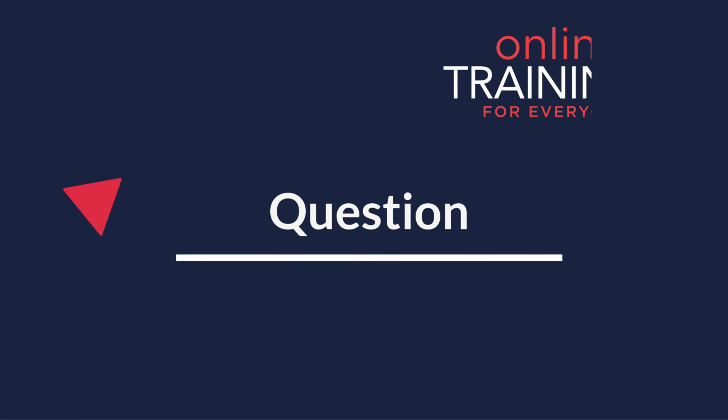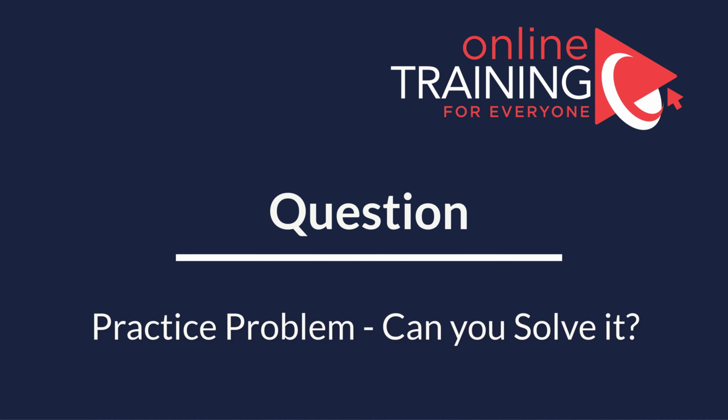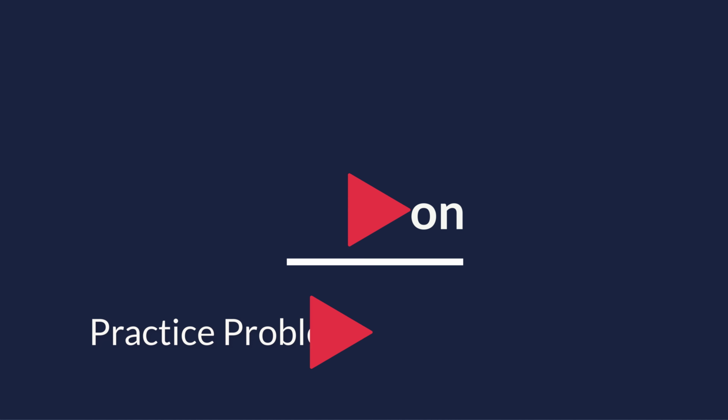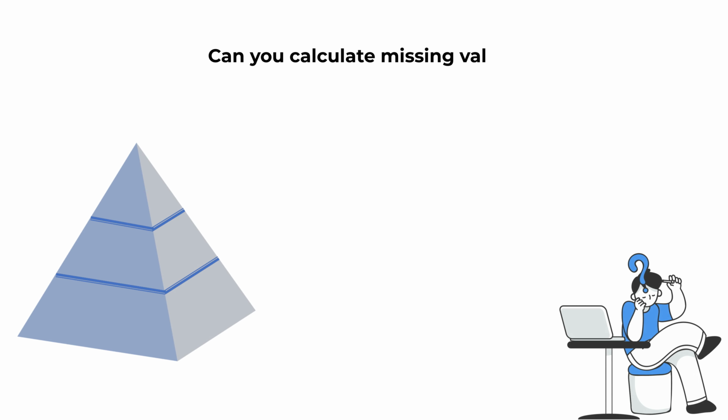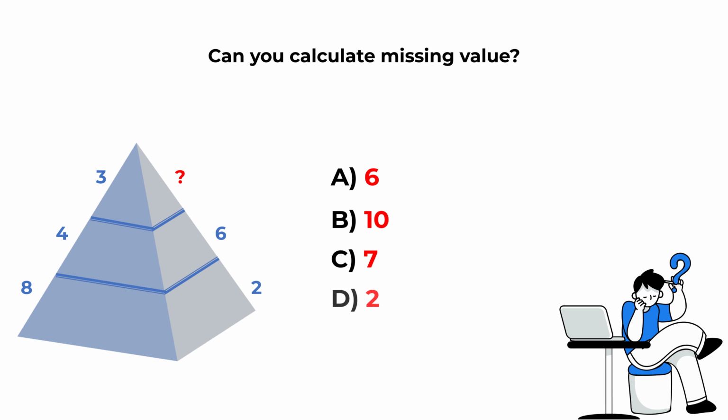And now, here's the question for you to practice. You're presented with a triangle which is broken down into 3 equal horizontal parts. On the left side of the triangle, you see numbers 8, 4, and 3 if you go from the bottom to the top. And on the right side of the triangle, you see numbers 2, 6, and 1. A number is missing. You need to select the missing number from 4 different choices. Choice A, 6, choice B, 10, choice C, 7, and choice D, 2.